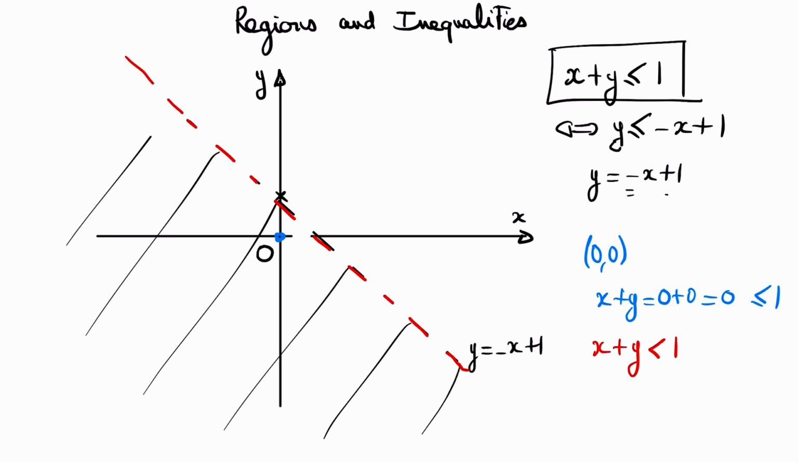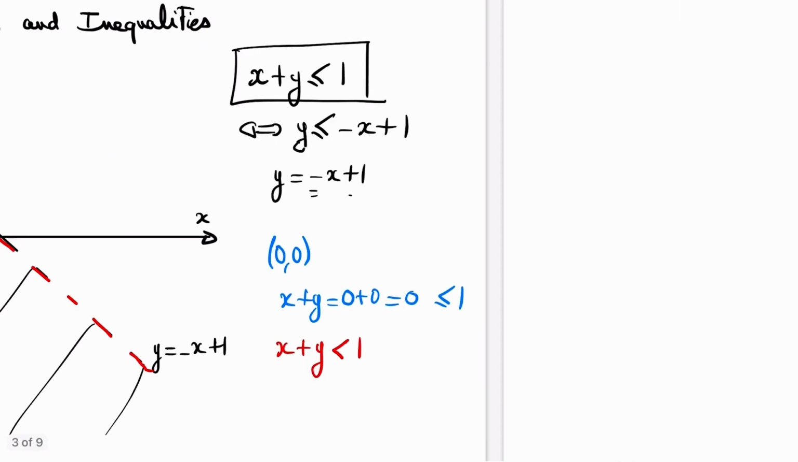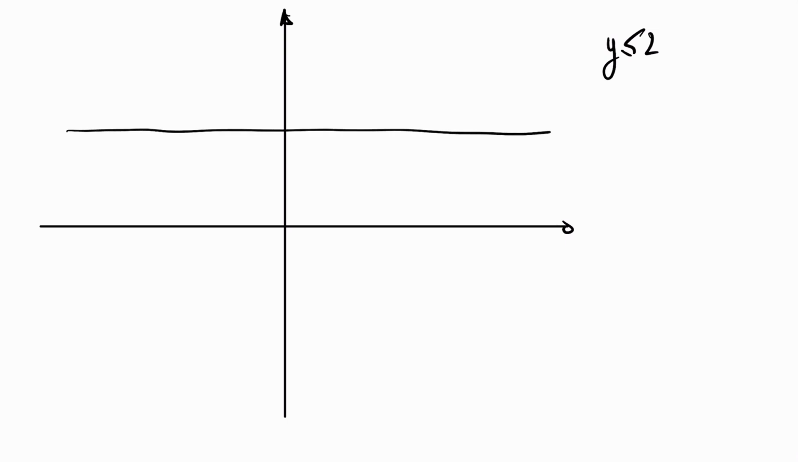And that shows that the line is not included. Okay, let's do another one. Or actually, let's do a very easy one first. So y less or equal to 2, well, easy. That's basically the area of the plane such that y is less than or equal to 2.